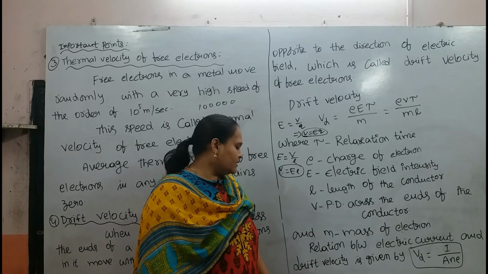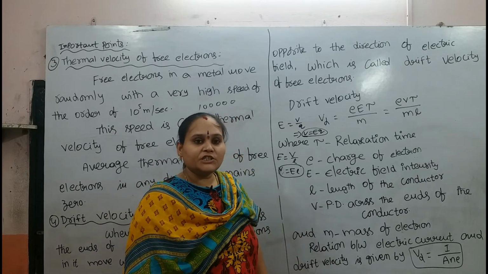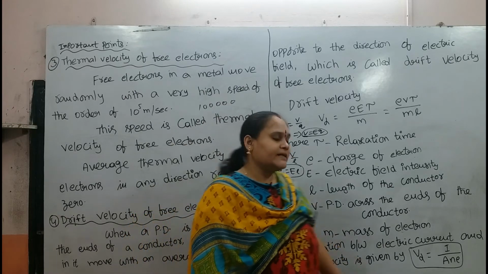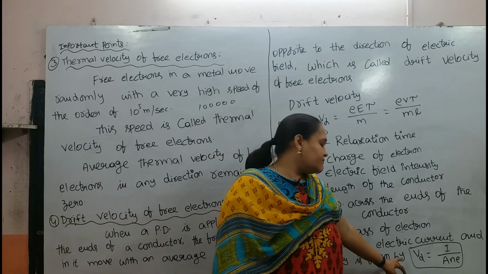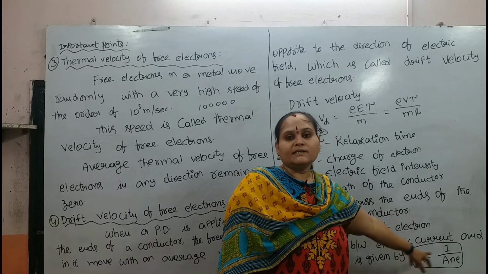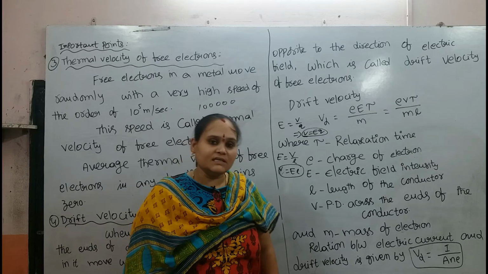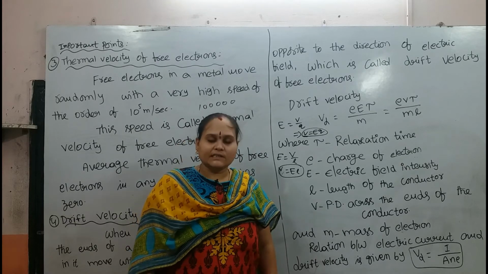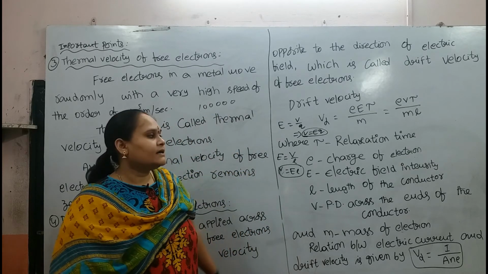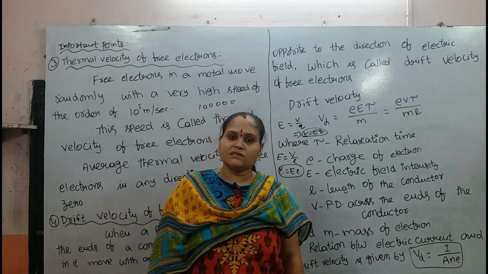So now we calculate the relation between electric current and the drift velocity. The drift velocity is Vd. Current is mentioned with I. So Vd equal to I by ANE, where A is the area of cross section, e is the electric charge, I is the electric current, and Vd is the drift velocity.